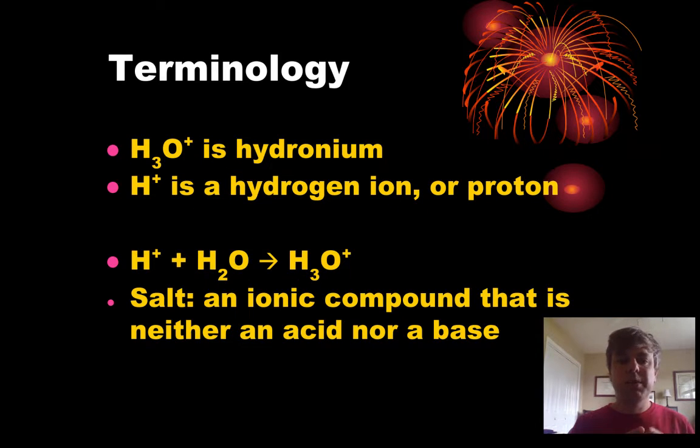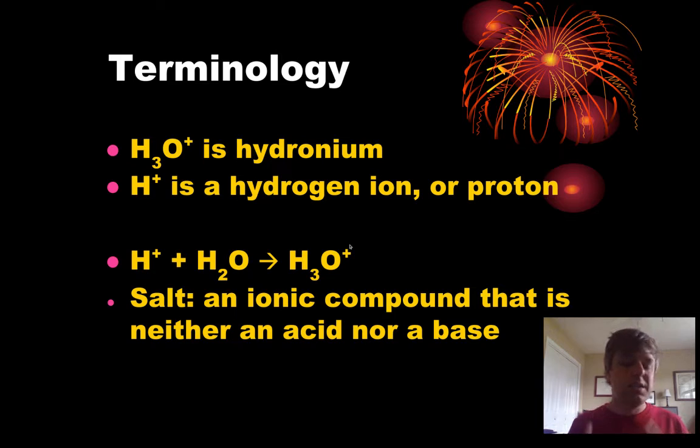Now, a little bit of terminology. H3O plus is what we call hydronium. H plus is called a hydrogen ion, or it's called a proton, because if you remember, a hydrogen atom is just a proton and an electron. And if something has a positive charge, it's lost electrons. So a hydrogen ion is really just an individual proton floating around. If you put that hydrogen ion into water, it reacts to form hydronium.